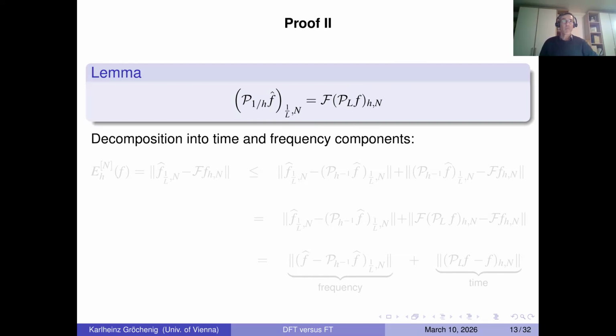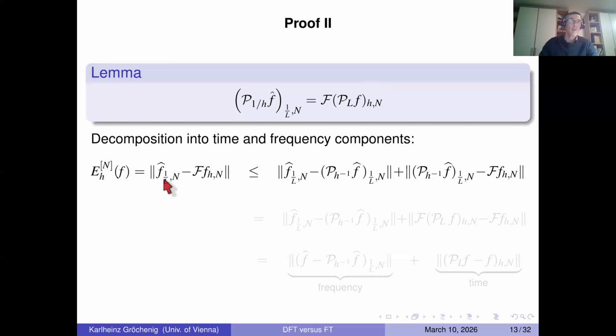But now comes a decomposition of the error into time frequency components. So this is the error. So actual Fourier transform evaluated on a discrete set, step size 1 over L, n values. Here is the result of the numerical procedure, discrete Fourier transform. So I insert periodization, okay, here and here. Nothing has changed, triangle inequality.